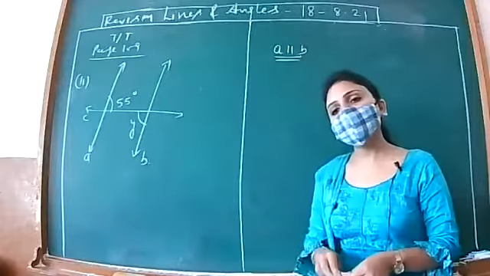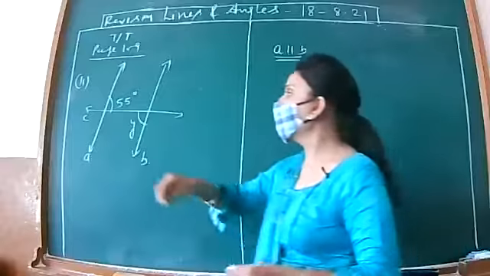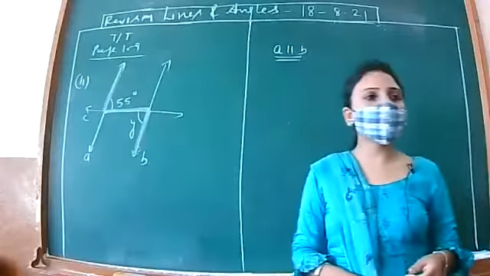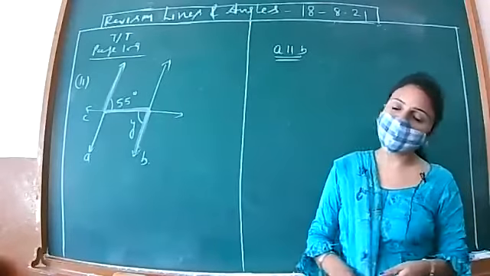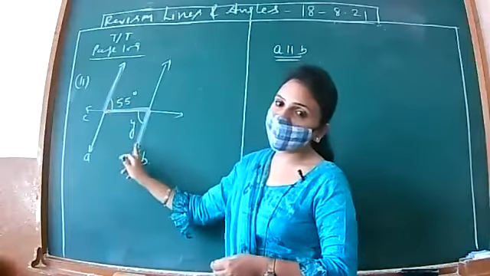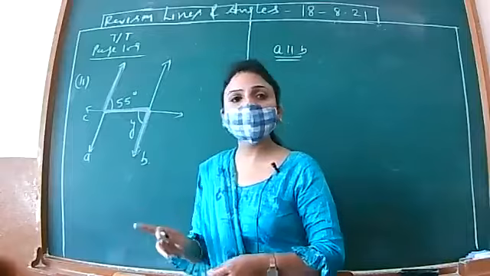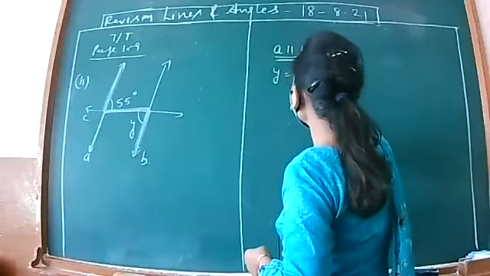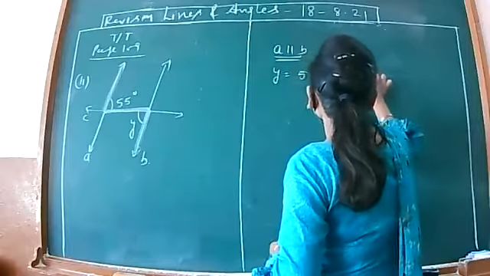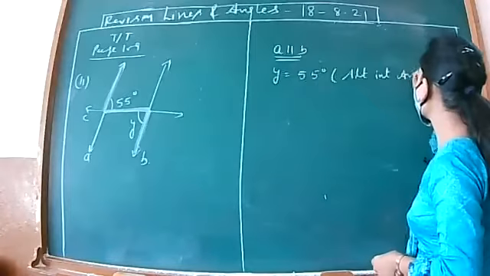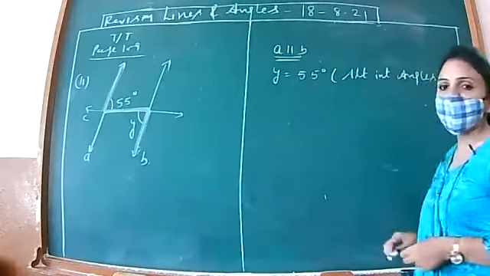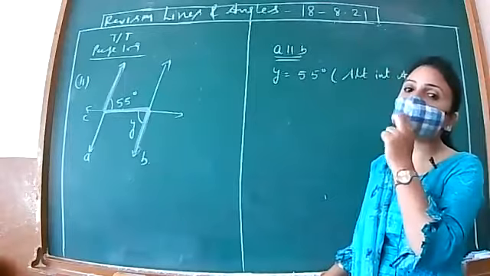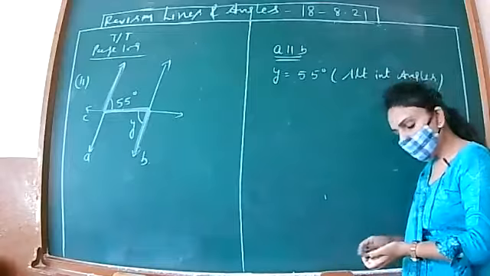C. I told you when it is like Z is formed like this, then it is a matter of alternate interior angles. See, this 55 and this y, they are forming alternate interior angles. So you will write here y is equal to 55 degree, alternate interior angles. In case of parallel lines, alternate interior angles are equal. So according to that, y comes out to be 55 degree.